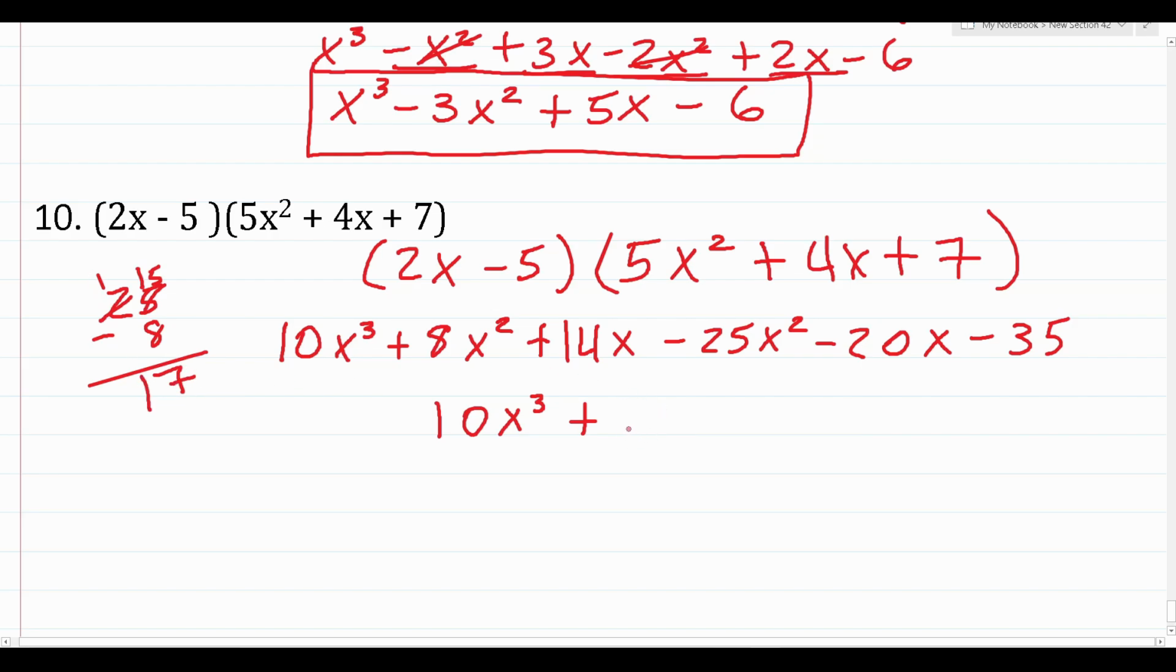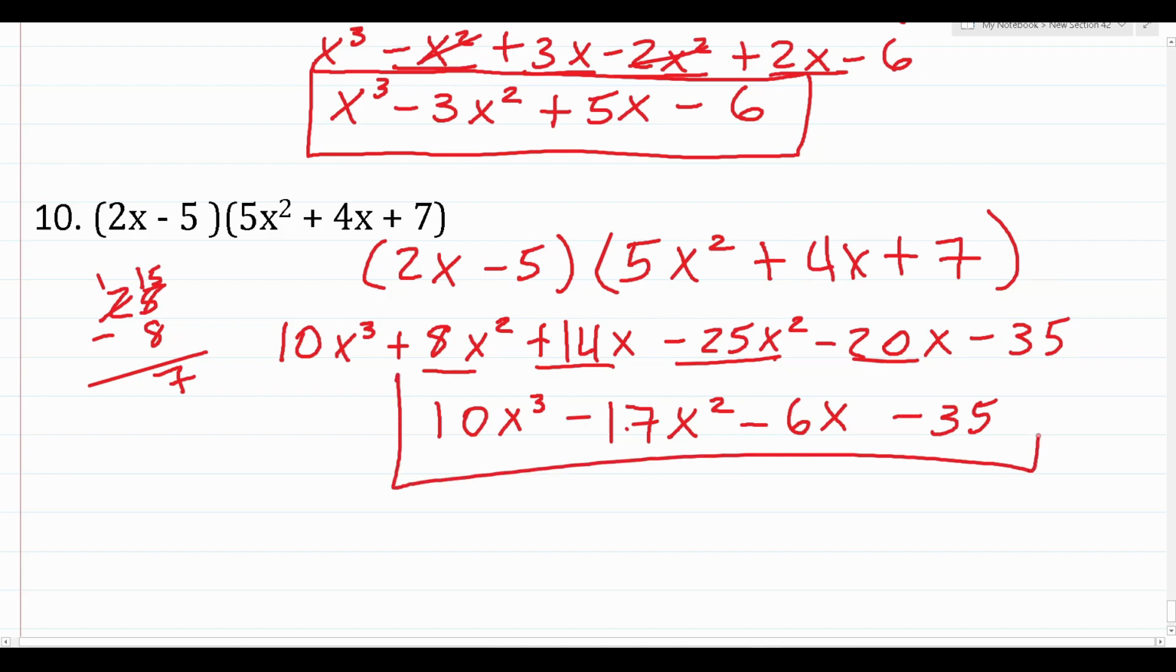So this is not plus. And let me get my eraser here. This is not plus. This is minus 17x squared. Again, I just took this 8x squared and combined it with this negative 25x squared, which is negative 17x squared. And then I have this 14x and this negative 20x, which is going to be negative 6x when you combine them, minus 35. All right, and I'm done.